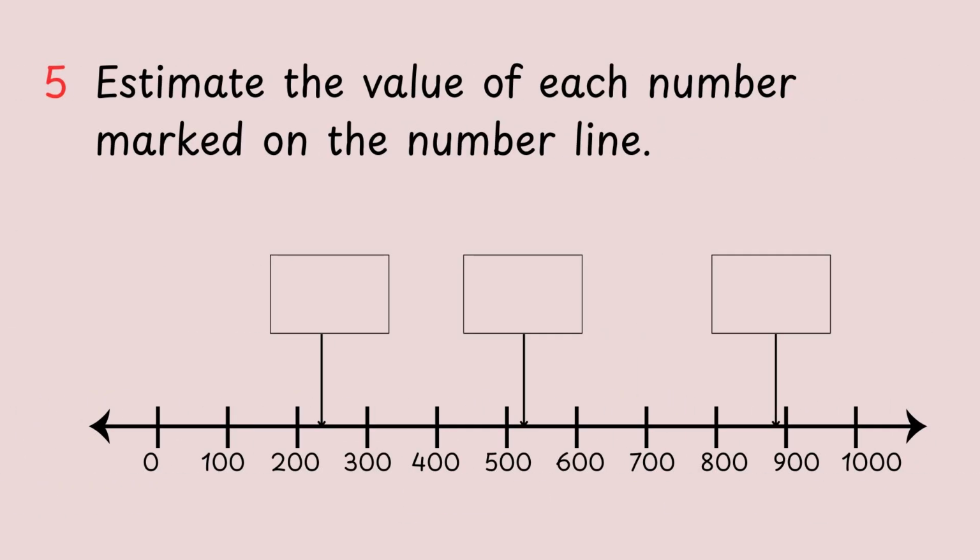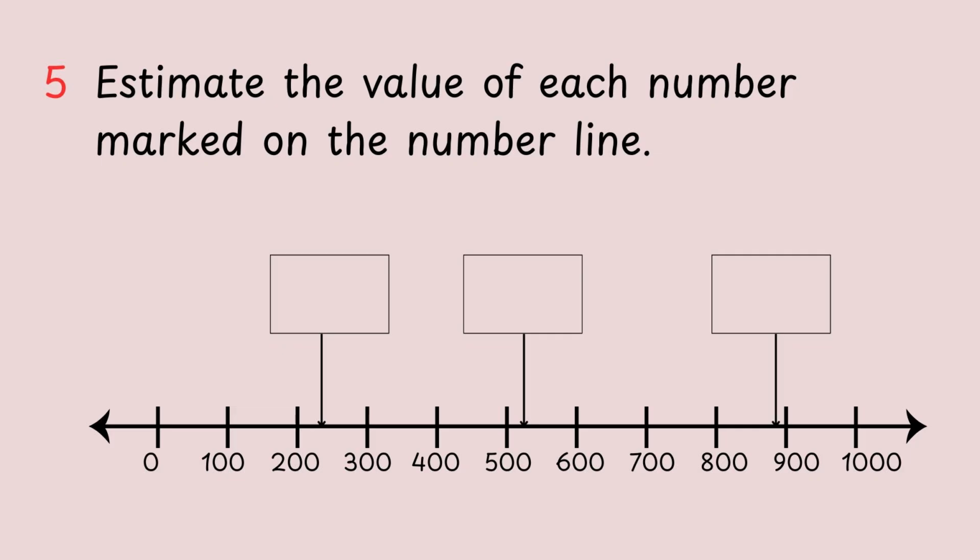Question 5. Estimate the value of each number marked on the number line. So let's look at our number line. It starts from 0 and goes all the way up to 1000. So in between go 100, 200, 300, and so on. So let's look at the first box.